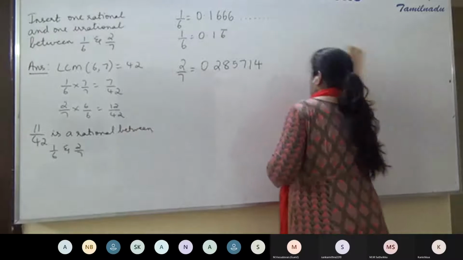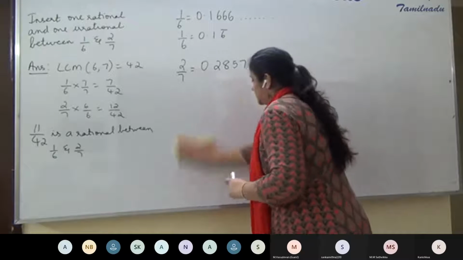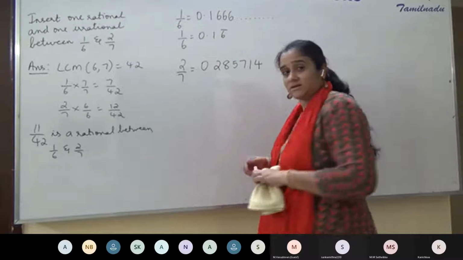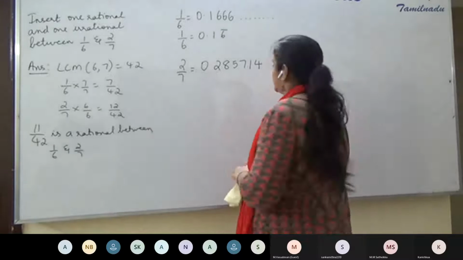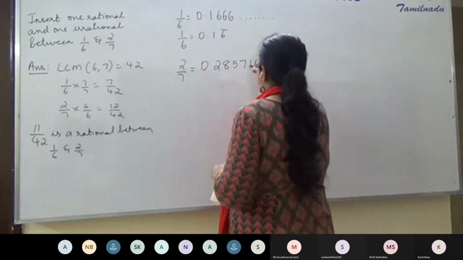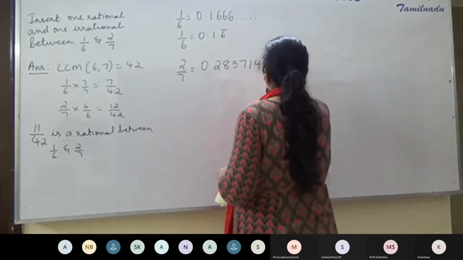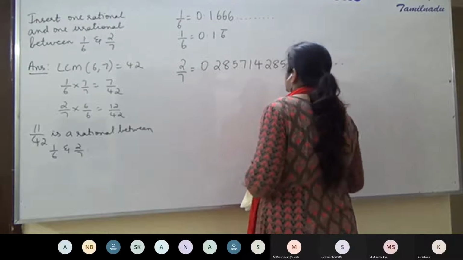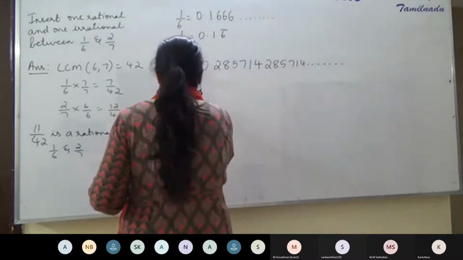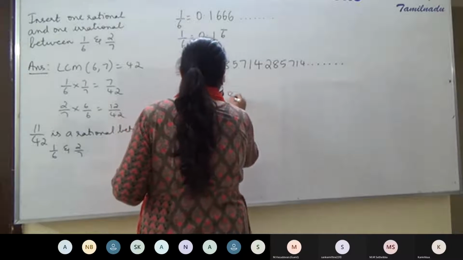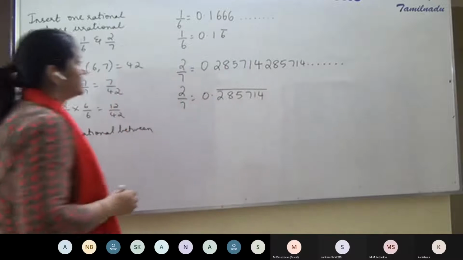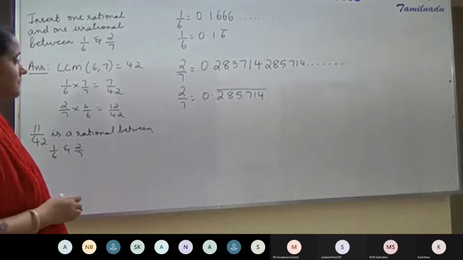So please keep this in mind. You must continue the division till a remainder repeats. So 285714, and then you'll again get 285714. Like this, it will go on. So 2 by 7 is nothing but 0.285714 recurring.